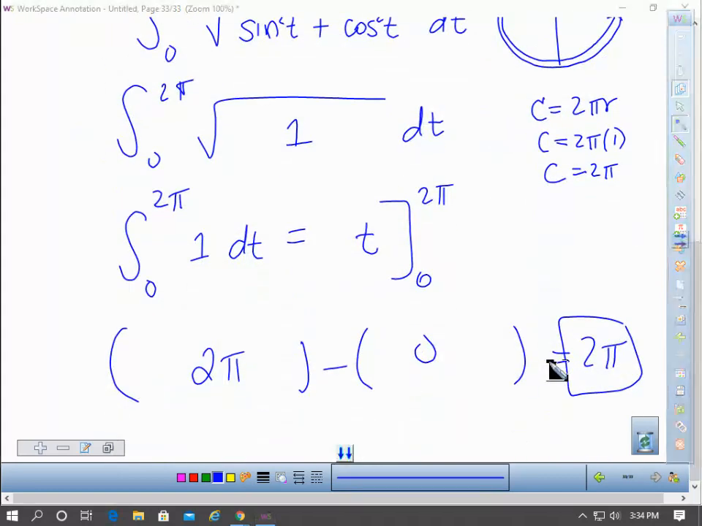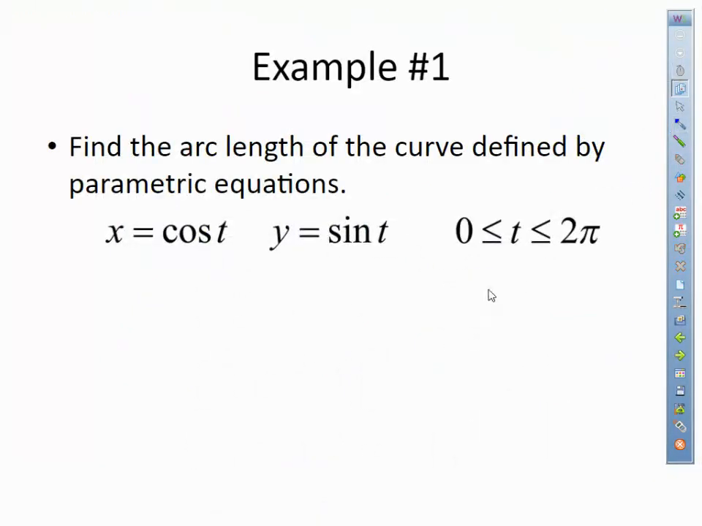And we found that that answer is 2 pi, just like it should be. So that's doing arc length. So let's try another one.